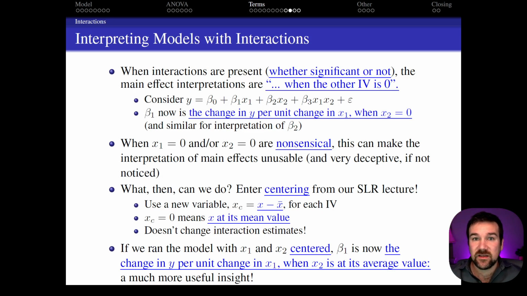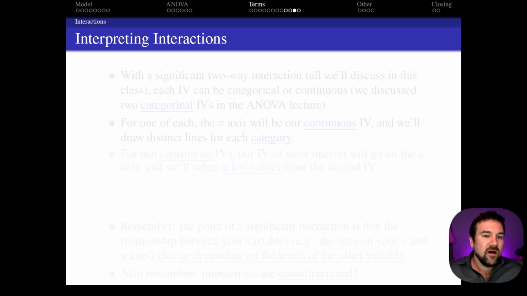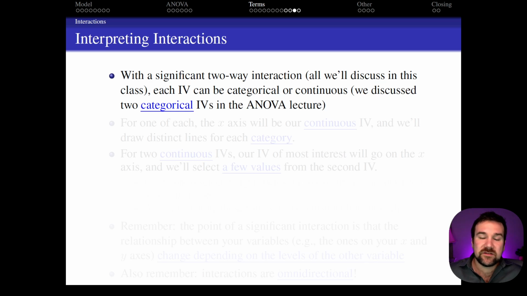And in that case, I still have to do the interpretation for the one when the other variable is at 0. But now when the other variable is at 0, if I use the centered version, it means the other variable is at its average value. And so the interpretation for each of these parameter estimates makes sense. All right. So that's what happens when we don't have a significant interaction. What happens when we have a significant interaction?